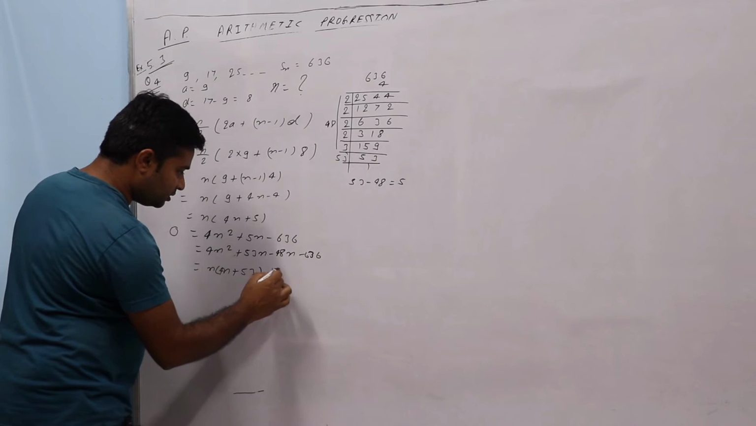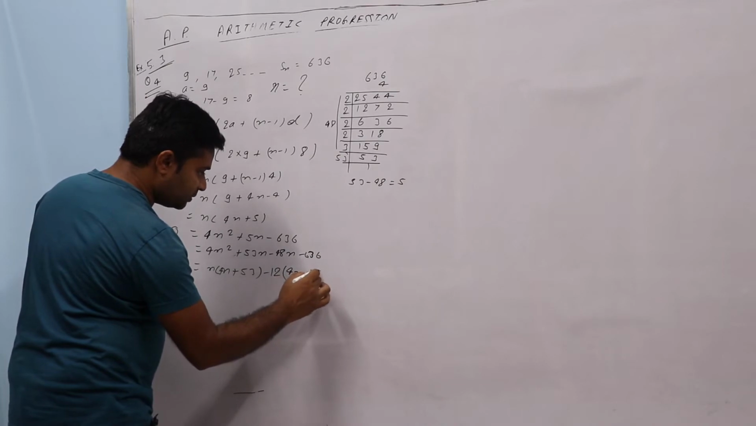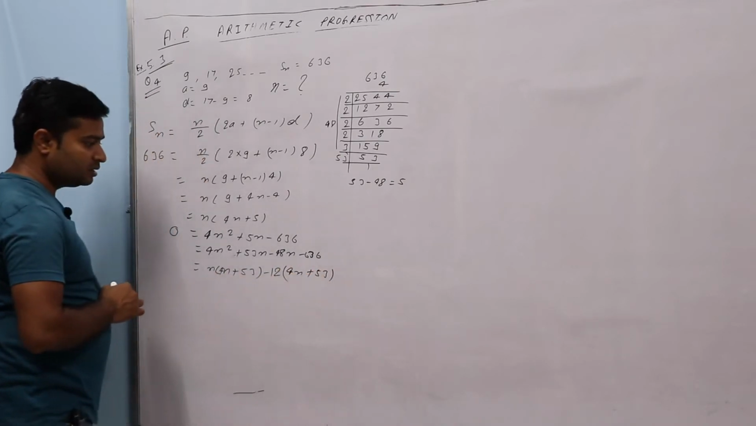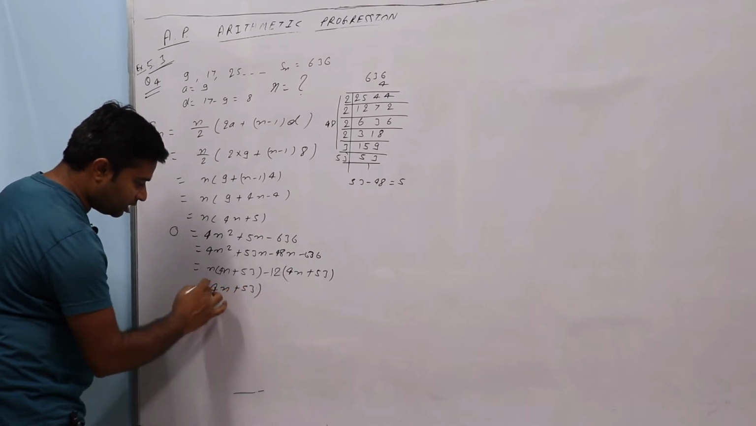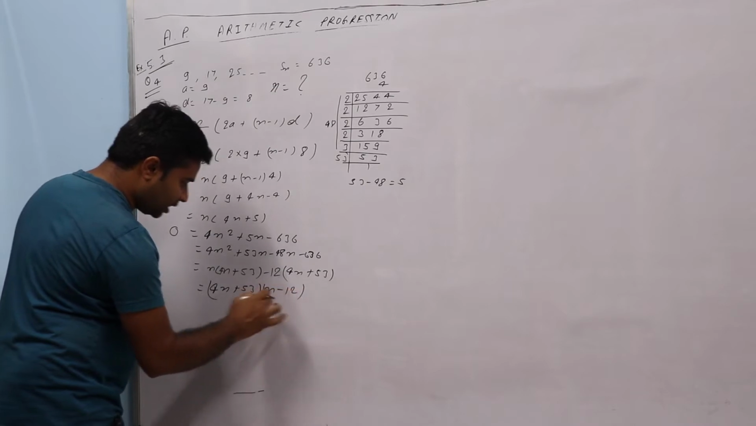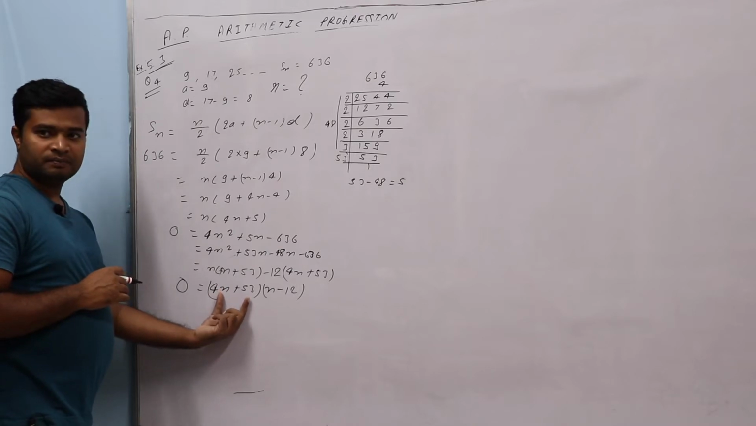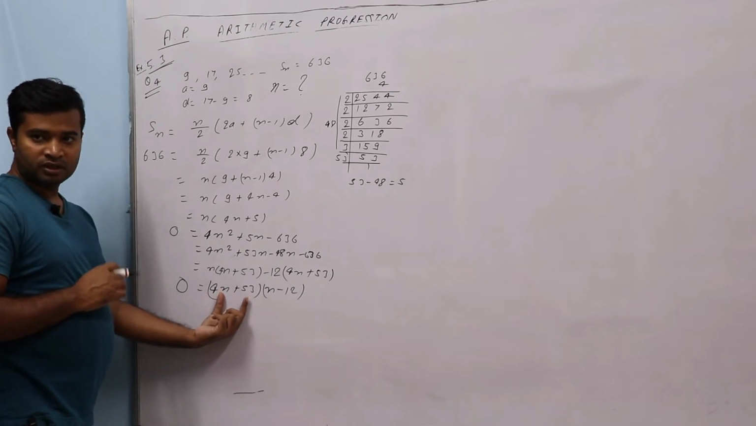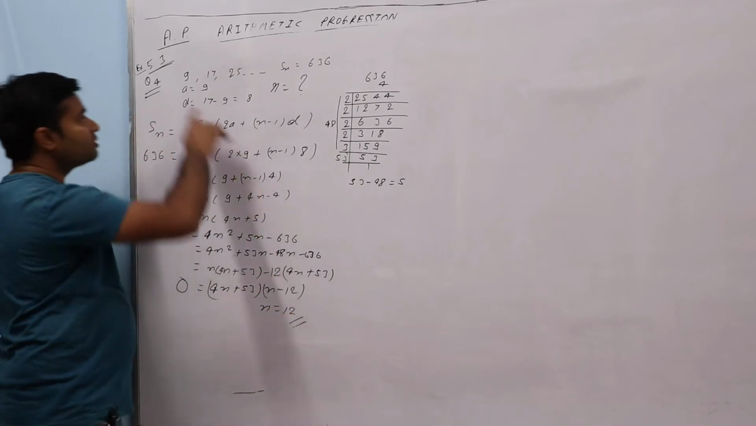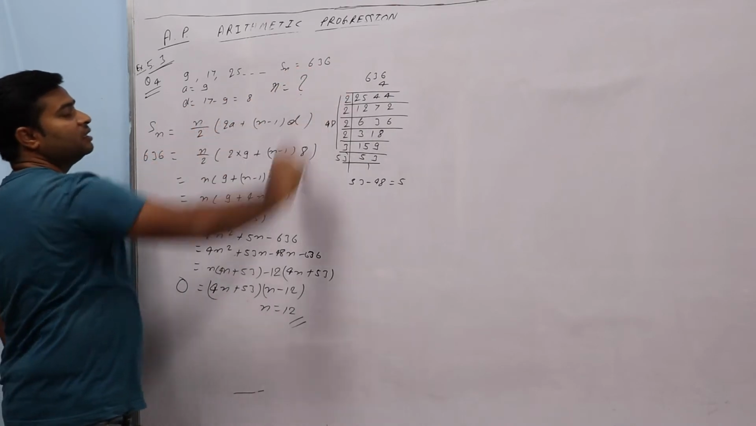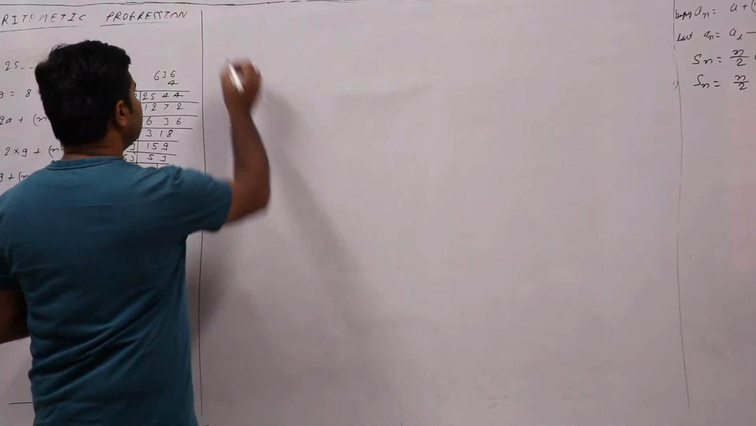So it will remain 4n plus 53 and n minus 12, equal to 0. If you solve this, it comes to minus 53 by 4, which is not possible. So the answer is n is equal to 12. If 12 terms are there, their sum will be 636.